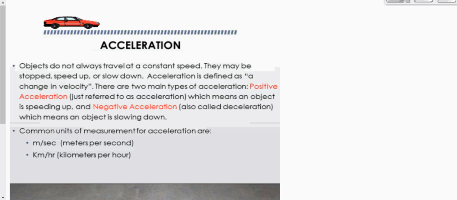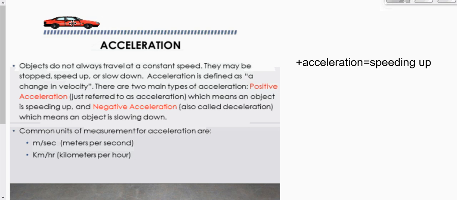exactly the same speed. Sometimes they speed up or slow down. When objects change their speed, they change their velocity. We like to call that acceleration. Now, there's two ways to talk about it. Positive acceleration means speeding up.